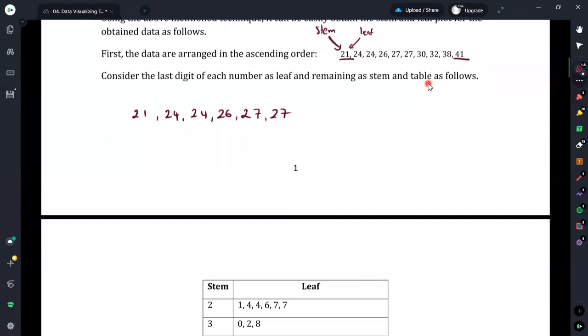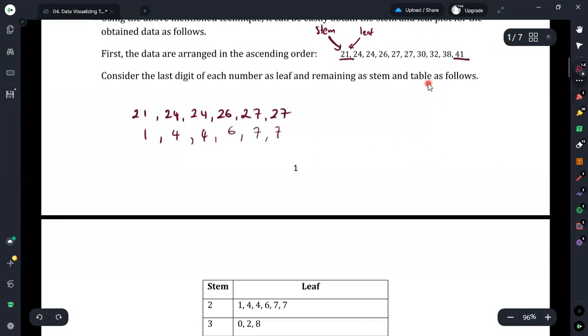For the same stem we have several leaves: 1, 4, 4, 6, 7, and 7. Here you get the leaf 1, the leaf 4, 4 here, 6 here, 7 here, another 7 here, and you know that the stem is 2. This is how you construct the first row.